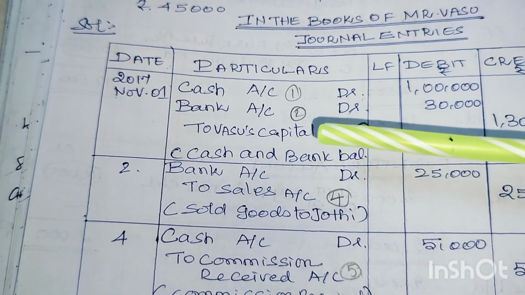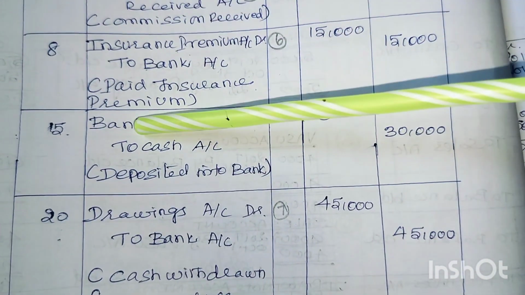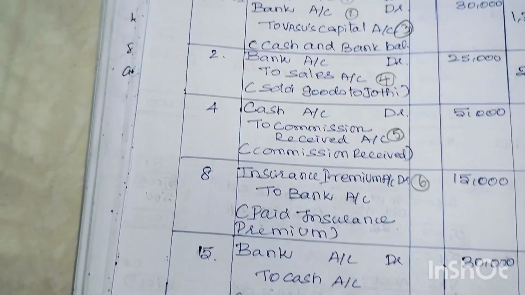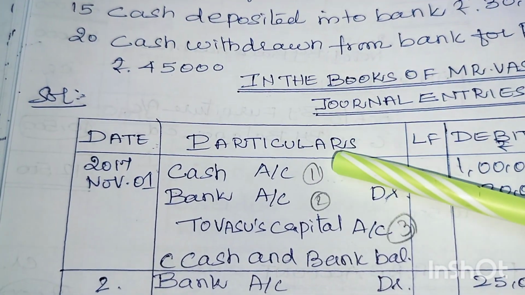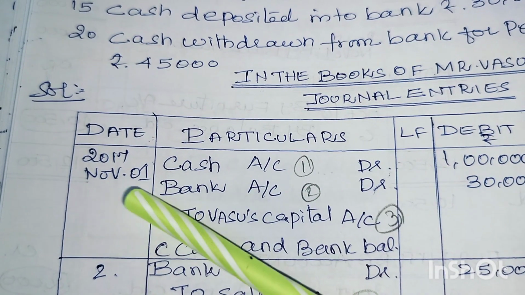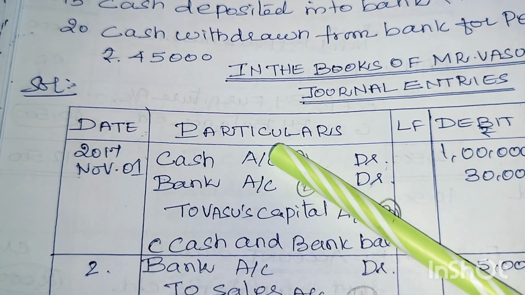There are 1, 2, 3 cash transactions in the journal entry. First transaction, we will go to the first transaction. It occurs on 2017 November 1. On which side is the cash account? Cash account is on the debit side.